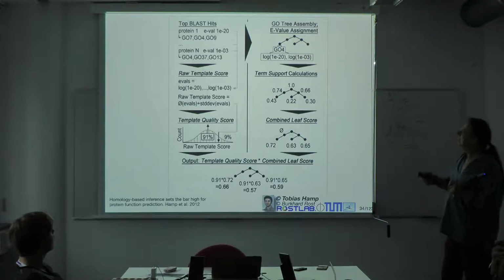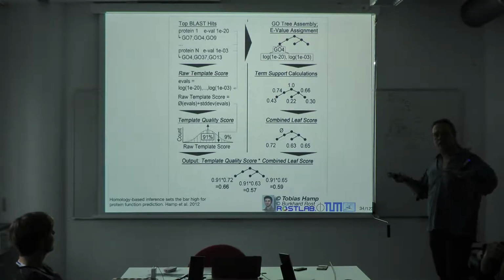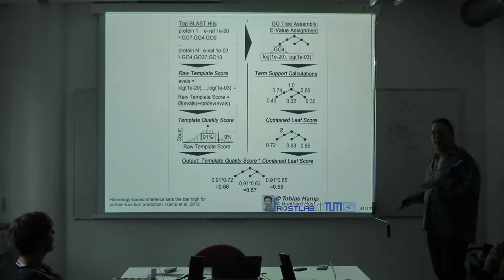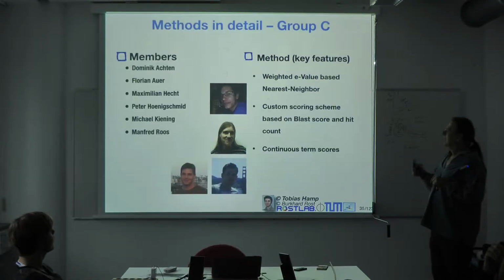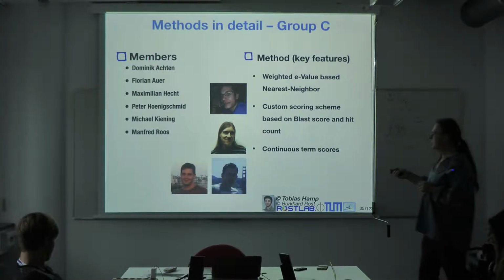So ideally, in principle here, this is the background score. The optimization was done over the tree. Again, GO is a tree. Okay, the third group did a weighted E-value based nearest neighbor, some custom scoring scheme on continuous term scores.